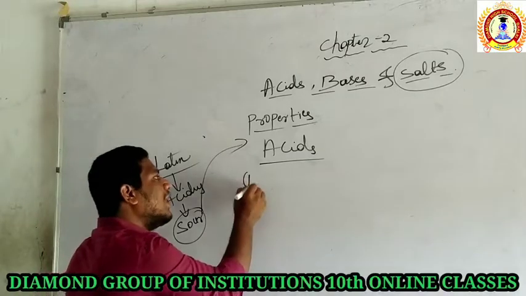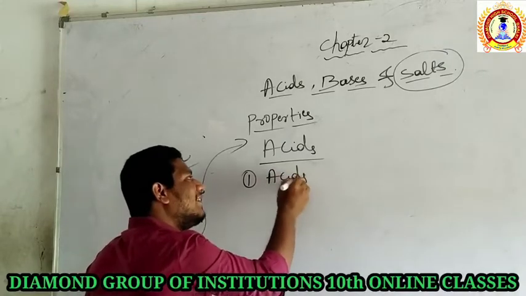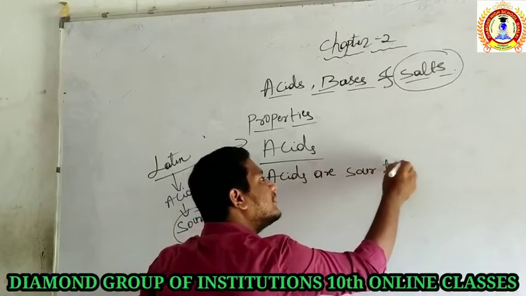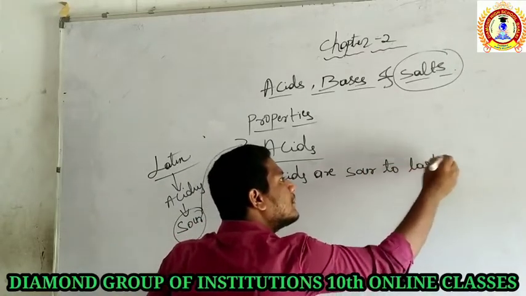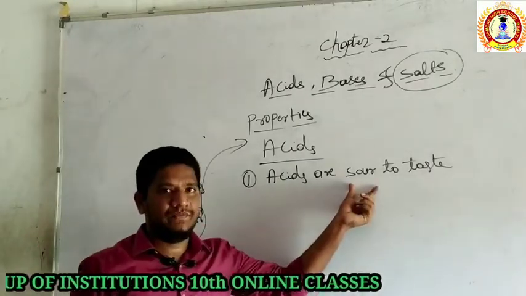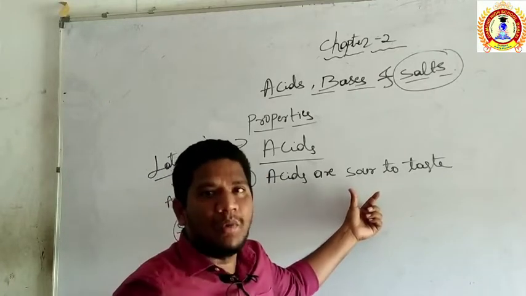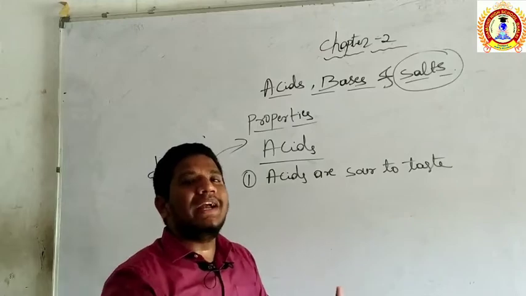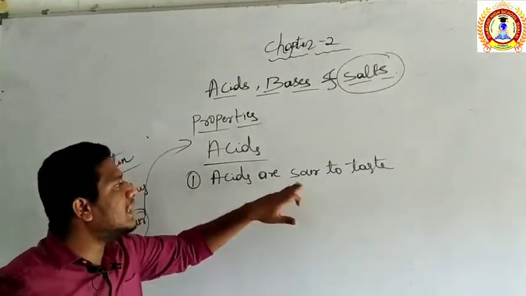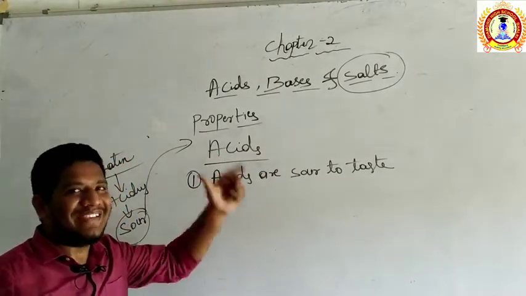The first property of acids is that they are sour to taste. If you taste acids, they are sour in taste. For example, you may have tasted lemon and orange. They all contain acid. That is the reason they are sour in taste. If any substance is sour to taste, it is known as an acid.